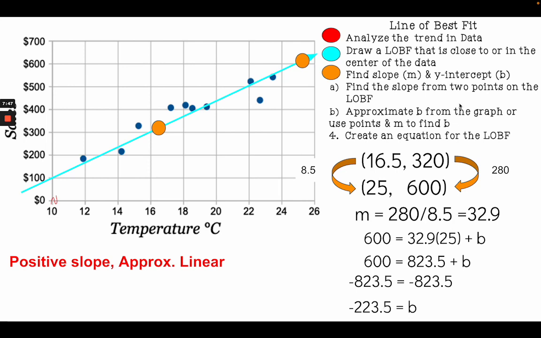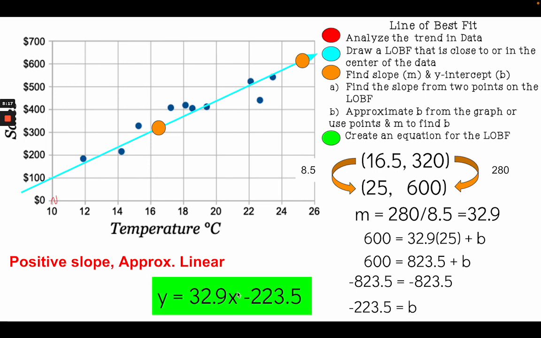Okay, so we found our m from 2 points. Then we found our b from our slope and 2 points. And the last thing we're going to do is we're going to create an equation for the LOBF, or our line of best fit. So this line here that I drew is going to be a slope of 32.9 with a y-intercept of negative 223.5. So take our m, take our b, and let's plug it into an equation.